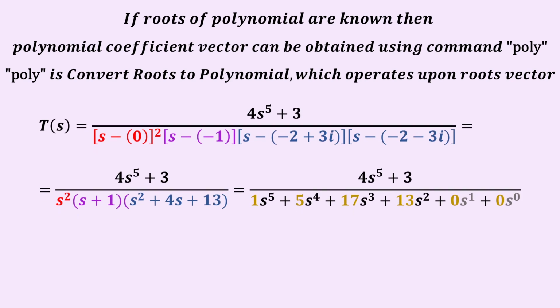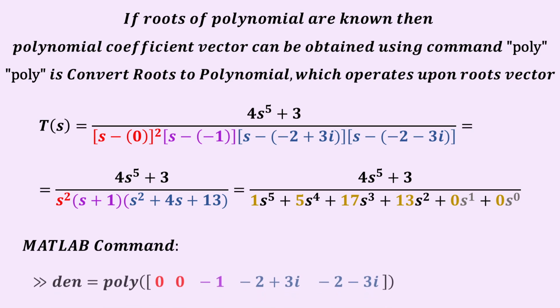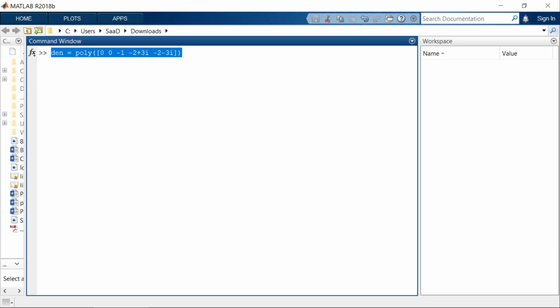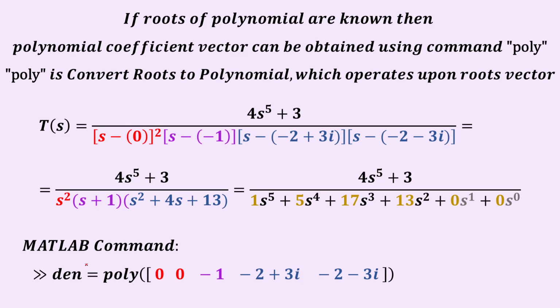For the same example, we know the roots or poles in this specific case. We have a pole of order 2 at 0, a pole at -1, and two complex conjugate poles. If we give these poles to the poly command, it will give us the coefficients of this complete polynomial. So the MATLAB command and syntax would be like this. By using this command, we have got the same coefficient vector.